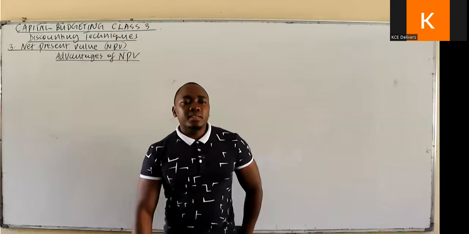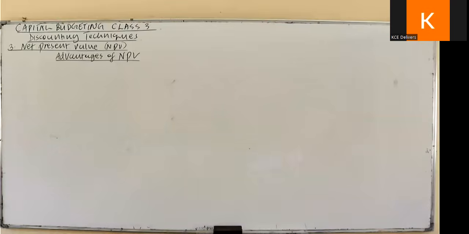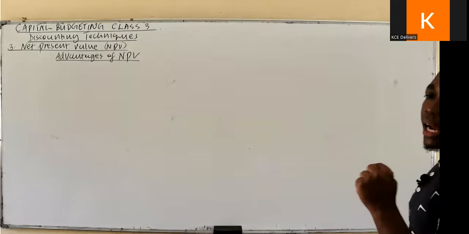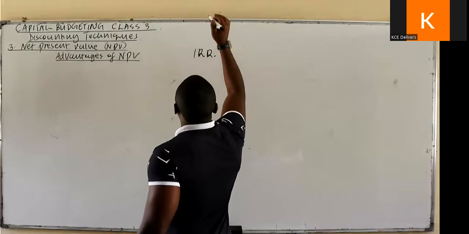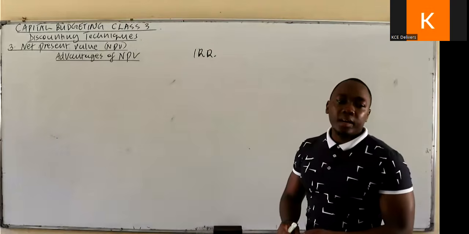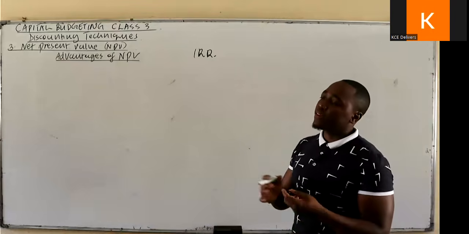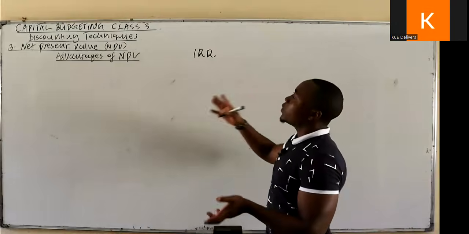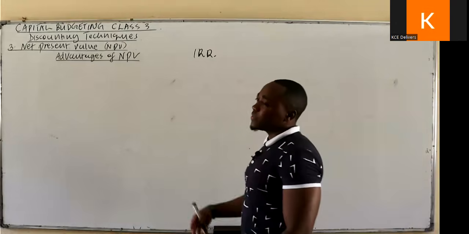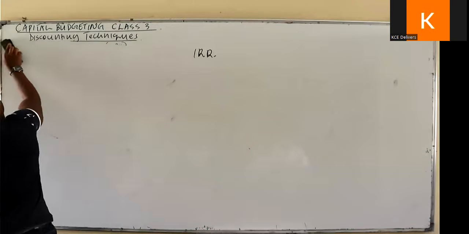Another disadvantage: sometimes NPV conflicts with IRR. We shall come to evaluate IRR, that's the internal rate of return. Sometimes they give conflicting results. NPV is saying you accept, IRR is saying you reject. But we shall see what gives rise to the conflict between the two. So that's all about the net present value.